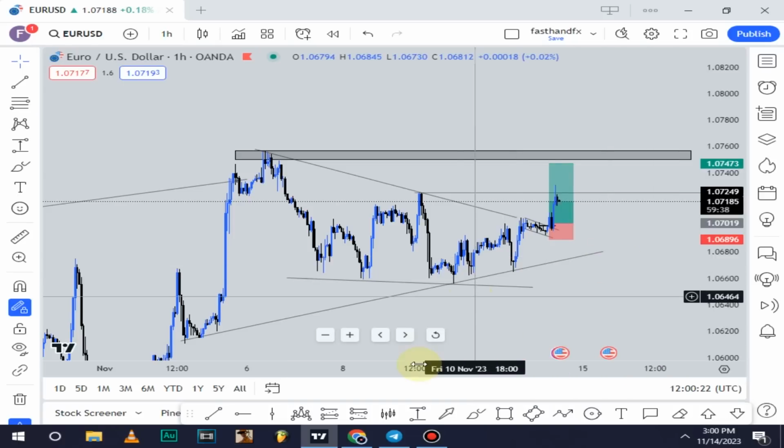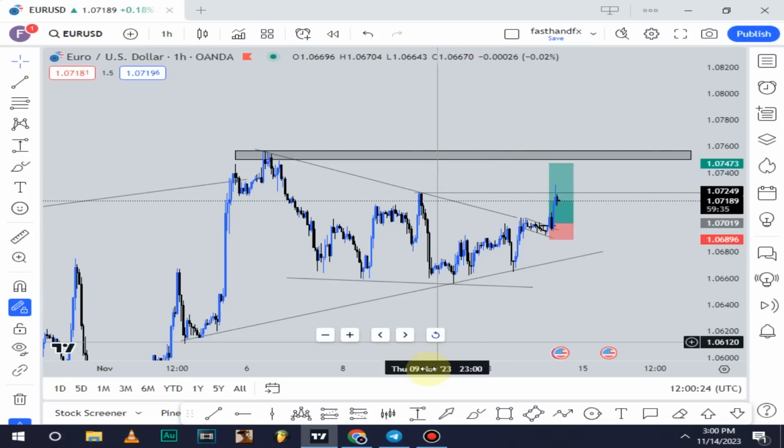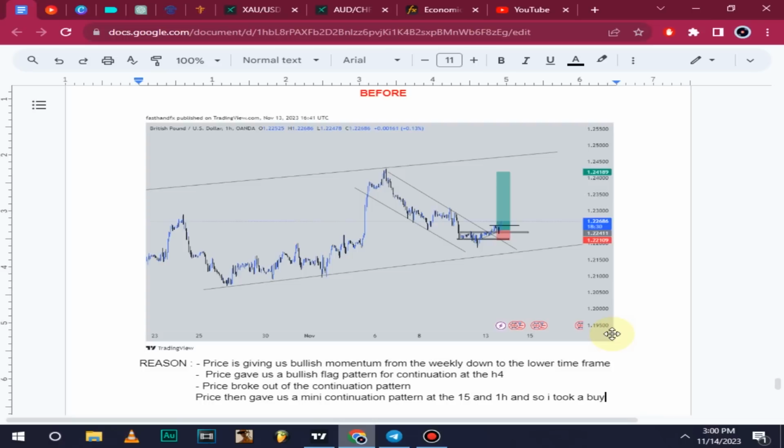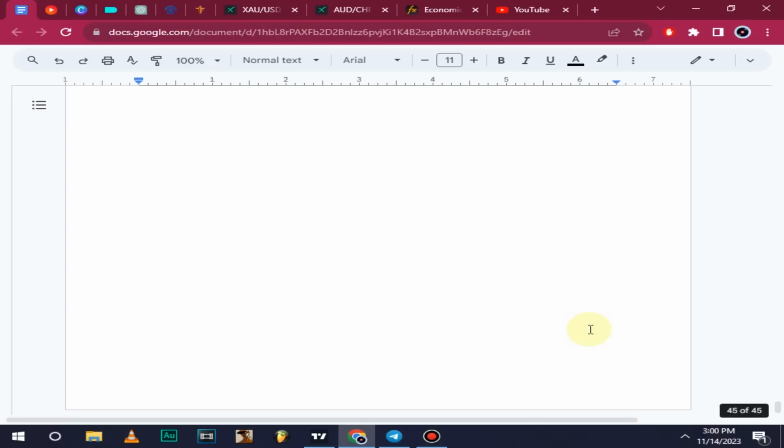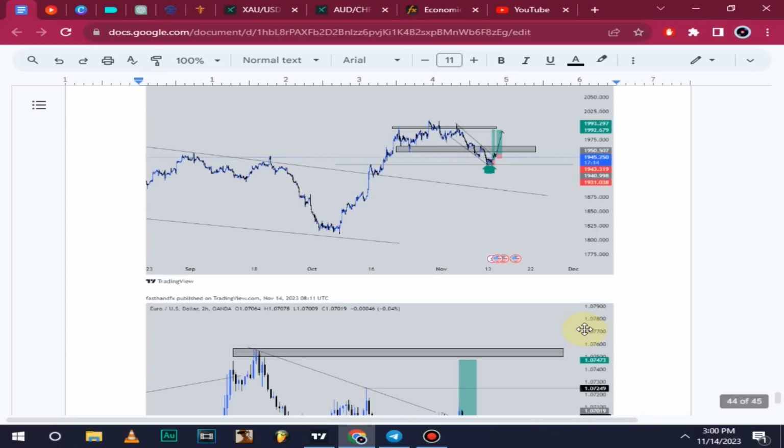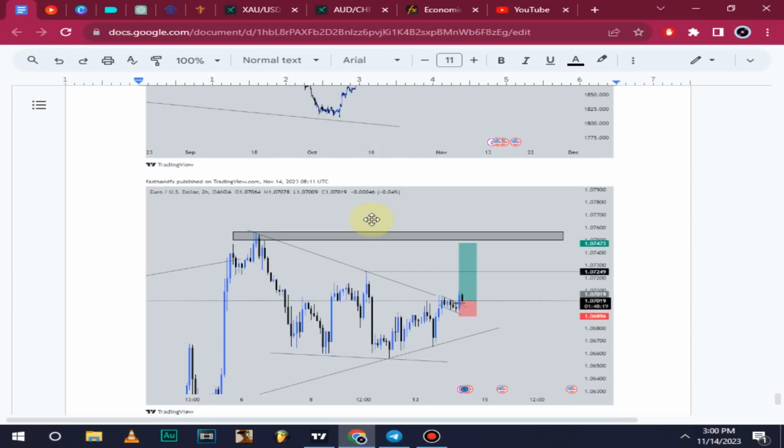For example, this is EUR/USD. Took the trade in the morning. Let me just take you back, right? Here is EUR/USD. Look at this. This was taken today, right? That was around 8:11 UTC right here.